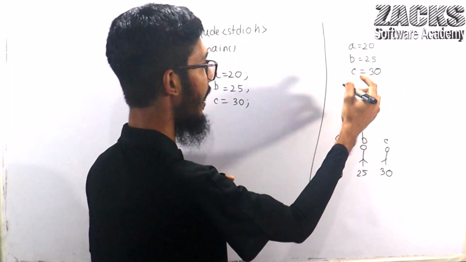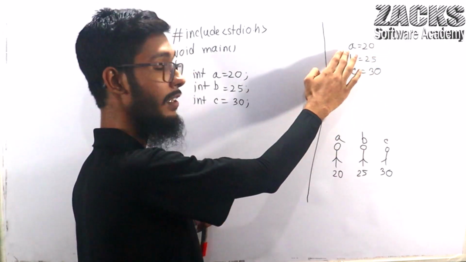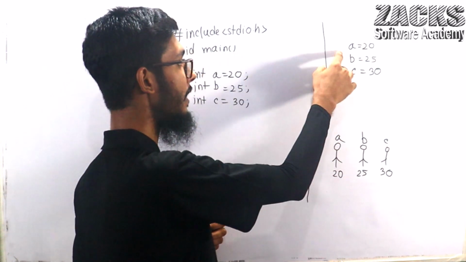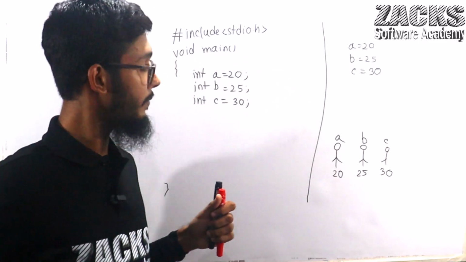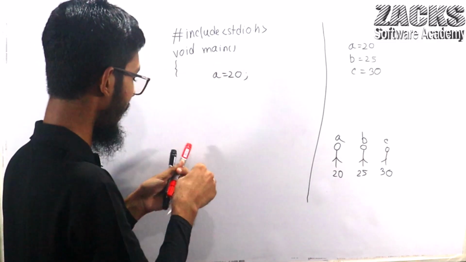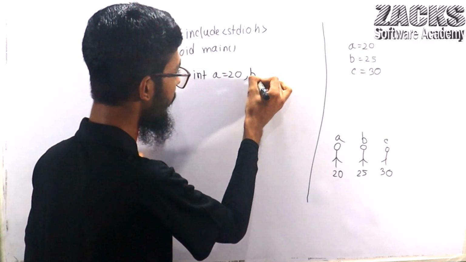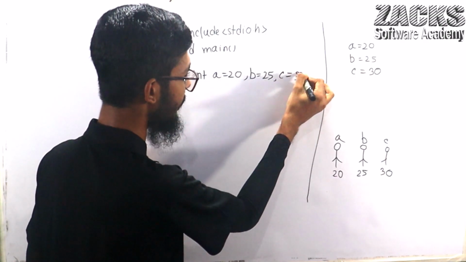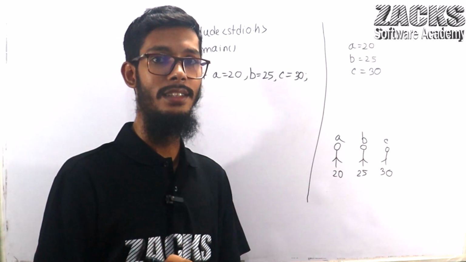Here there is no need to use a semicolon at the end of the statement, and no need to define the data type. If you are a Python programmer, then my question to you is, why is there no need to define the data type here? Okay, leave this one. To save space, let me write it on the same line. For example, int A = 20, B = 25, and C = 30.